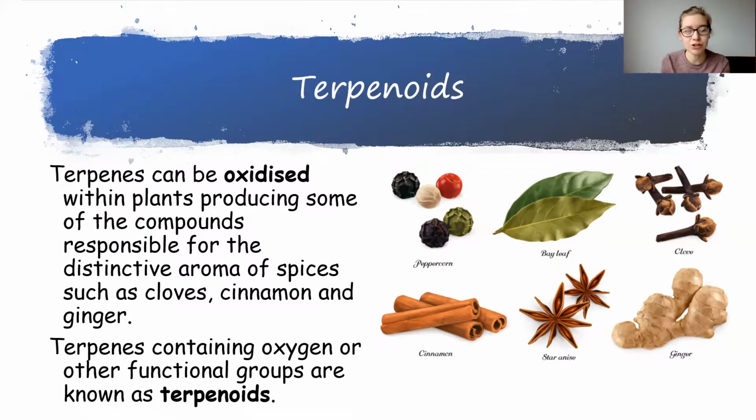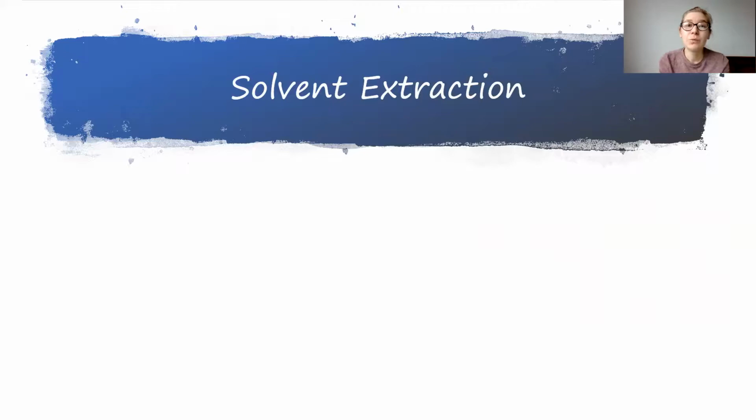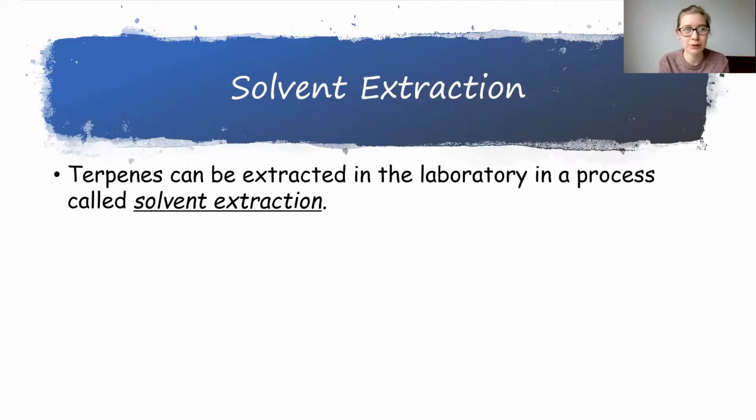Terpenes containing oxygen or other functional groups are known as terpenoids. So it's a terpene if it's just got carbons and hydrogens, but if it's got some other functional groups, if it's got some oxygen in it as well through an oxidation process, then we would refer to it as a terpenoid. We need to be able to know that we can extract these terpenes. Again, just the same as steam distillation, you don't need to know the details, so you can just summarize this. It's just so you're familiar, just so you know where we get these terpenes from.